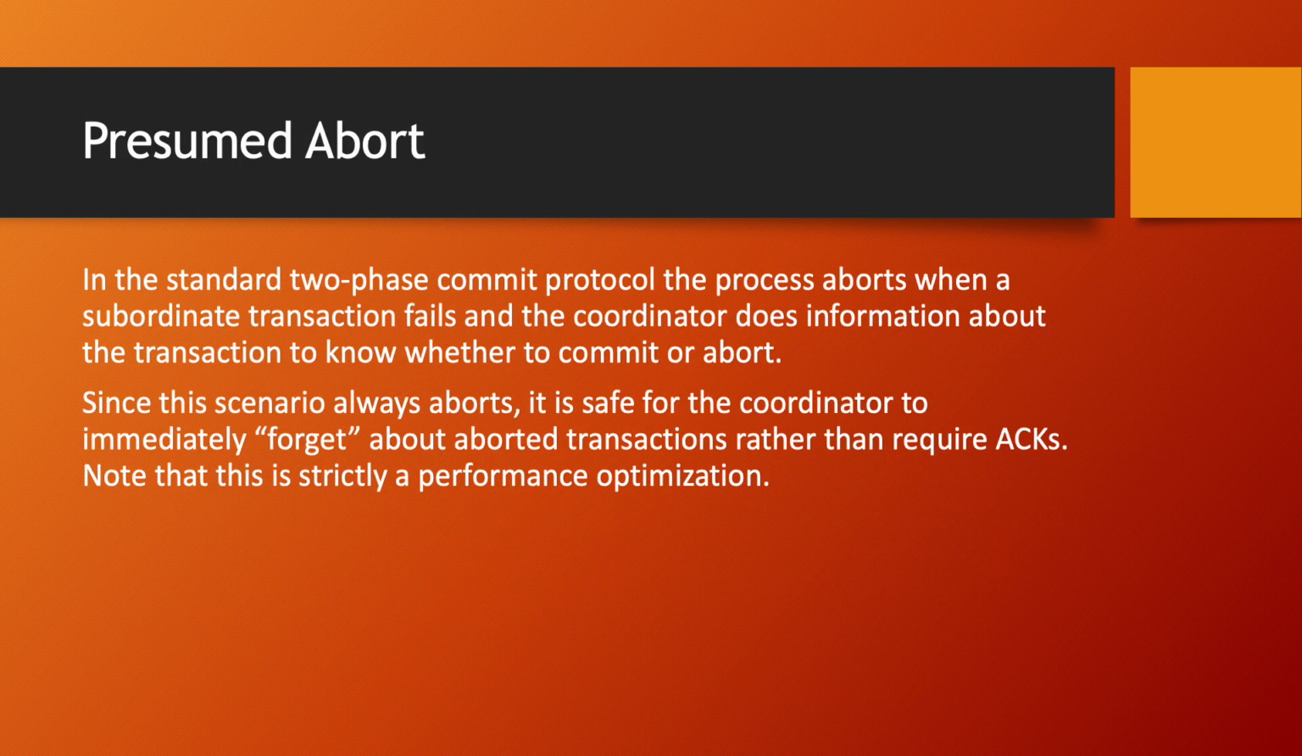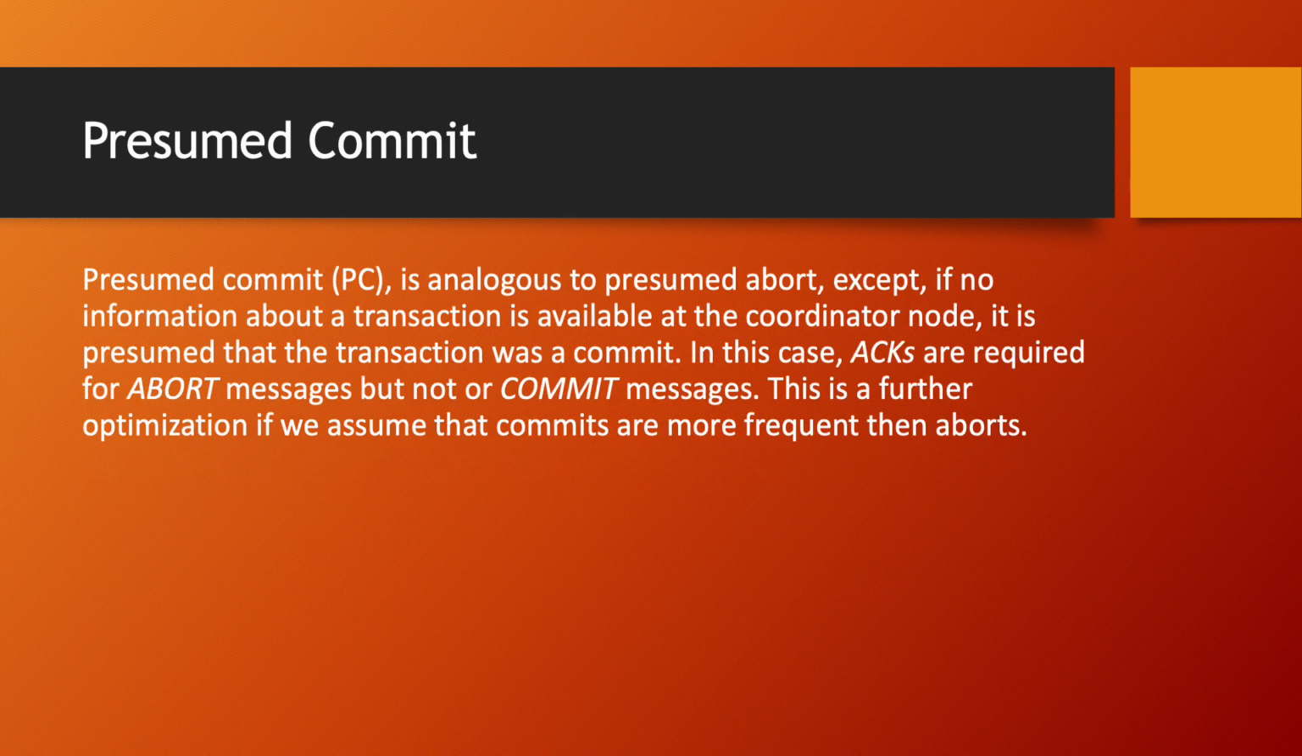Presumed abort. In the standard two-phase commit protocol, the process aborts when a subordinate transaction fails and the coordinator does not have information about the transaction to know whether to commit or abort. Since this scenario always aborts, it is safe for the coordinator to immediately forget about the aborted transaction rather than require ACKs. Note that this is strictly a performance optimization.